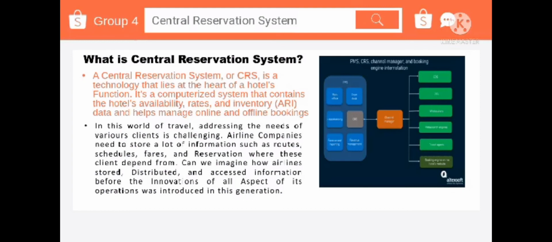It's a computerized system that contains the hotel's availability, rates and inventory, ARI, data and helps manage online and offline bookings.